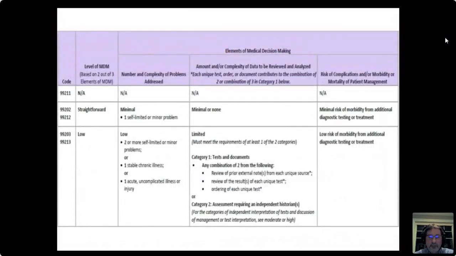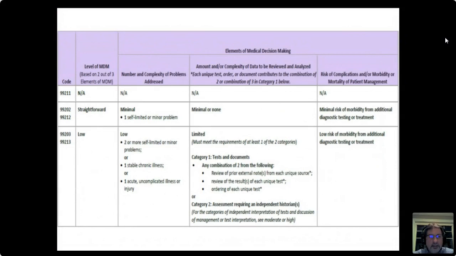So this is what CPT has proposed, and which is going to be adopted. So again, we throw away the history. We don't grade our history anymore. We throw away the exam. We don't grade the exam anymore, even though we are doing it and have to do it, medically appropriately. But now we have three areas in medical decision making that we have to look at, and you need 2 out of 3 elements for this medical decision making. And you can see there's 3 columns. The first column is number and complexity of problems addressed. The second is amount and/or complexity of data to be reviewed and analyzed. And the third is risk of complications and/or morbidity or mortality of patient management. So our first one is 99211.